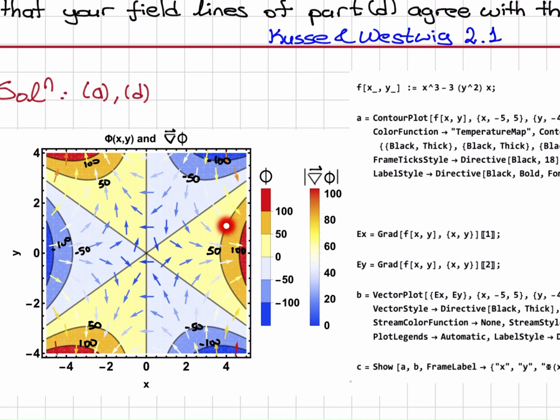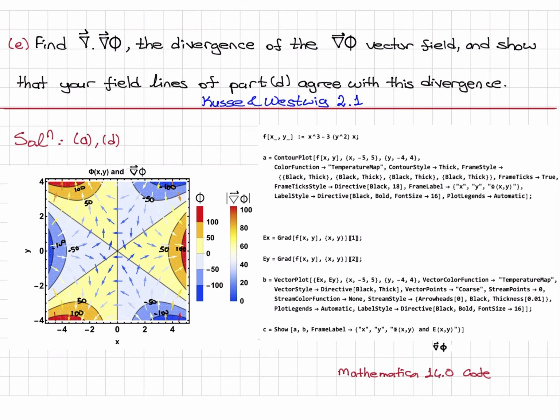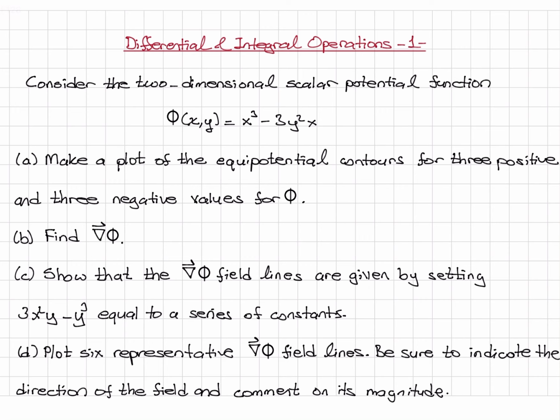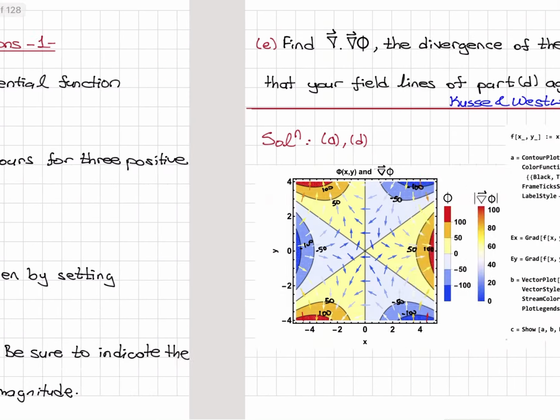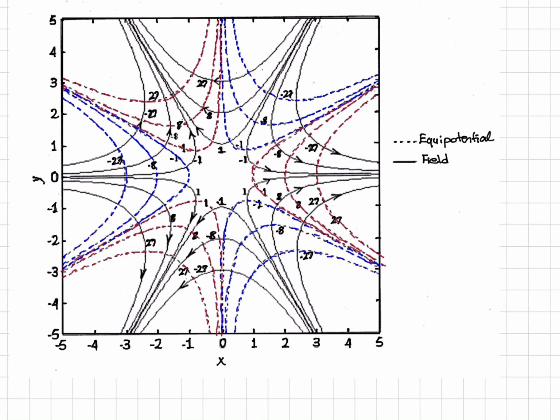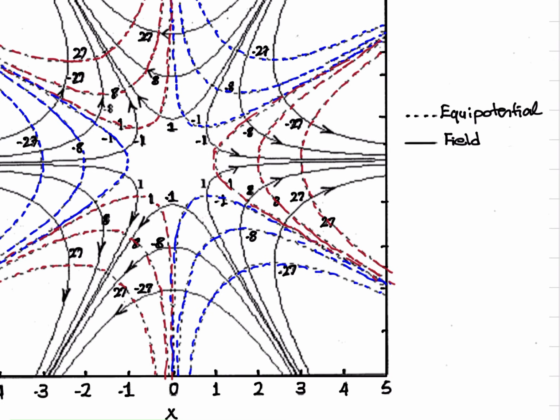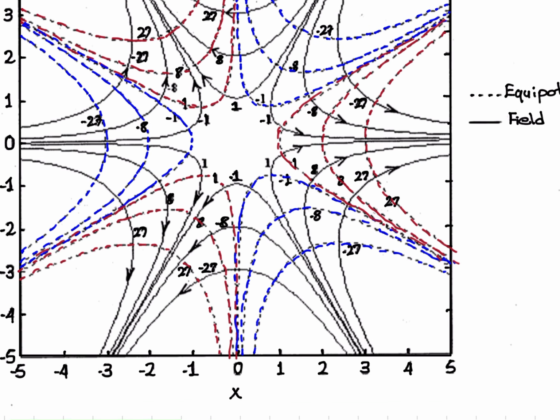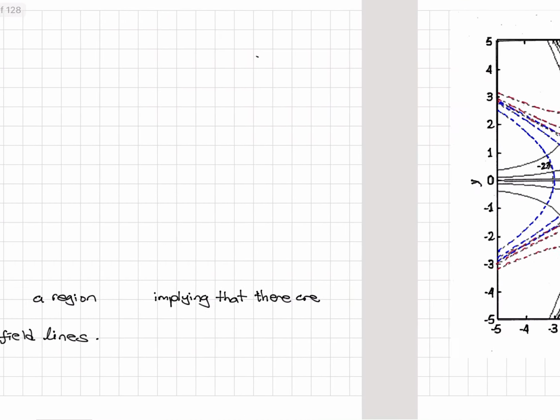So these are phi is equal to 50, phi is equal to 100, minus 50, minus 100, etc. And then we can have intermediate values here. The problem was actually asking for 3 positive and 3 negative values for phi. We can also see that here, 3 positive and 3 negative values, so we can have, for example, phi equals 1, phi equals 8, phi equals 27. These would be the equipotential lines, and minus 1, minus 8, minus 27, these would be the equipotential lines.